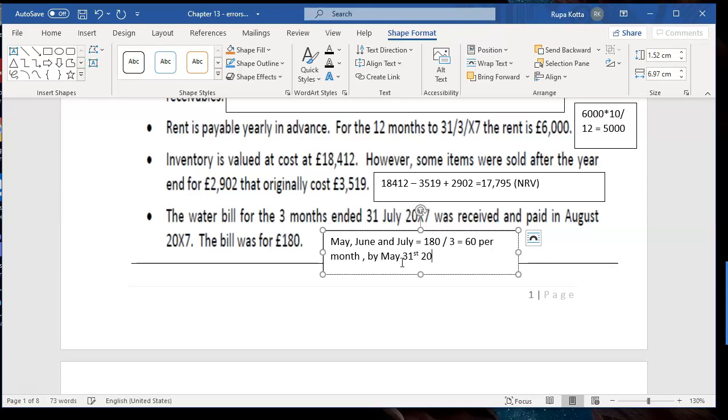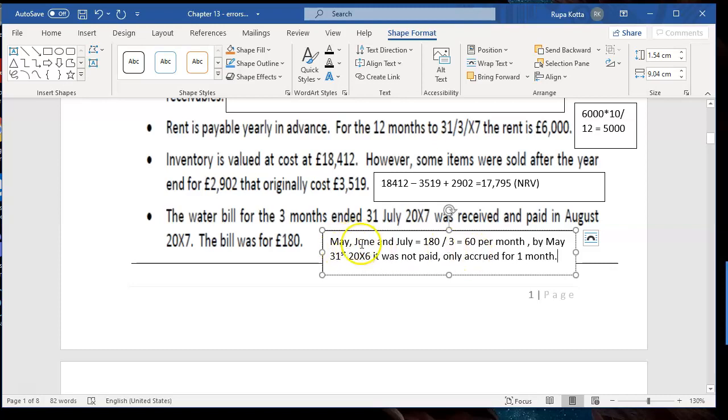By May 31st, 2016, it was not paid, which means it is an accrual. But it is only an accrual for 1 month because your year is ending in the month of May. So June and July are not part of your financial year, so only one month is accrued. The reason for that is, as I said, your year is ending in the month of May. June and July are already in the next financial year, so you don't have to worry what is happening in the next financial year. You only think by the end of 31st May, is it paid or not paid?